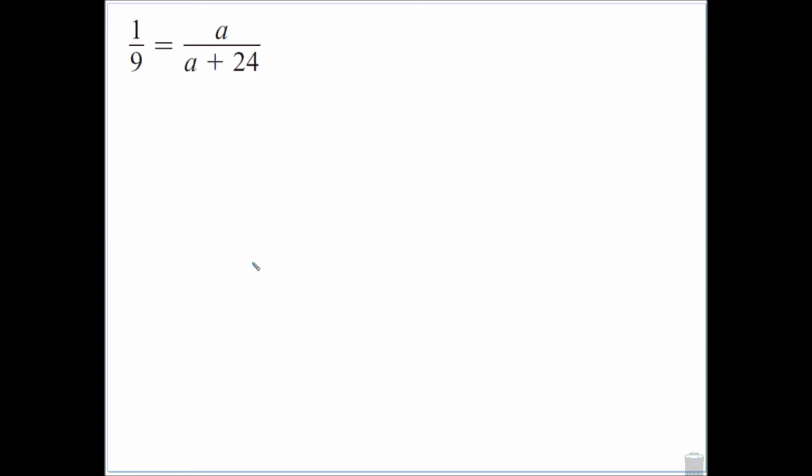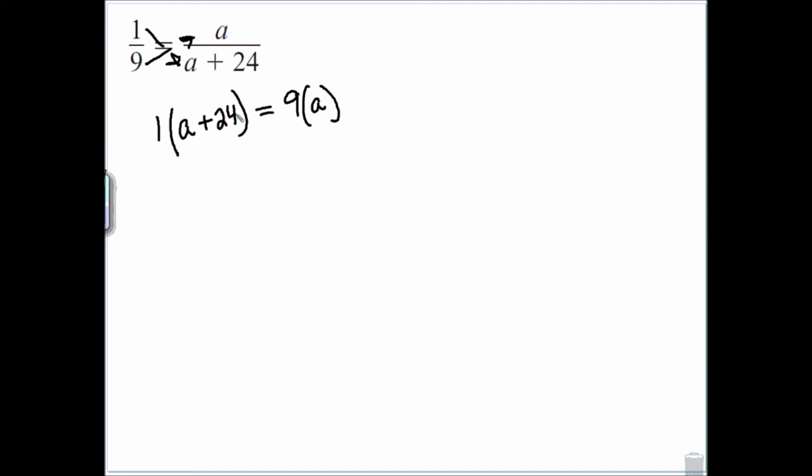So when I use cross products, I can multiply this by this and multiply this by this. Well, when I'm multiplying this by this, I have to realize I'm multiplying this one by this entire quantity. Remember, this is a quantity, so I can represent that as 1 times a plus 24 is equal to 9 times this quantity, which would be 9 times a.